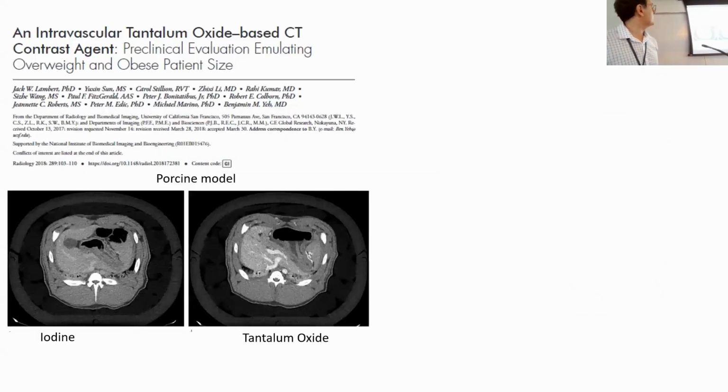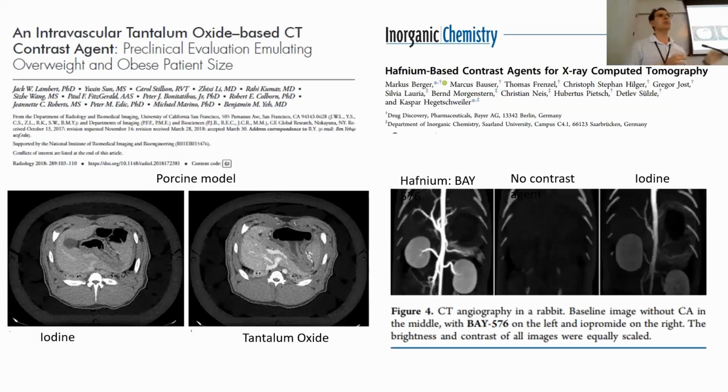So why tantalum and why hafnium? I believe I made the case that from the point of view of imaging, they are behaving well. And people are already making or trying this contrast agent. So these are some examples with tantalum oxide-based contrast CT in a pig. On the left side, you have iodine, tantalum oxide on the right side. You can see much better than the iodine. The same thing for hafnium-based on the right side of this screen. And you can see no contrast in the middle and much better kidneys there for hafnium than for the iodine.